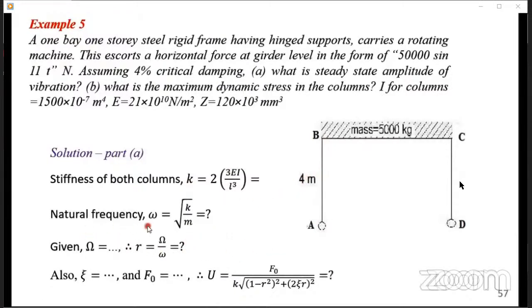The natural frequency of the system, omega, is equal to the square root of K over M. K you have calculated. M is given here as 5,000 kgs. You obtain that. Now you are given capital omega, the frequency of the forcing function. Can somebody extract it from our problem statement? Can somebody tell us what is omega? Somebody can type that in the chat section. You are going to get R equal to capital omega over omega, which is just a ratio.